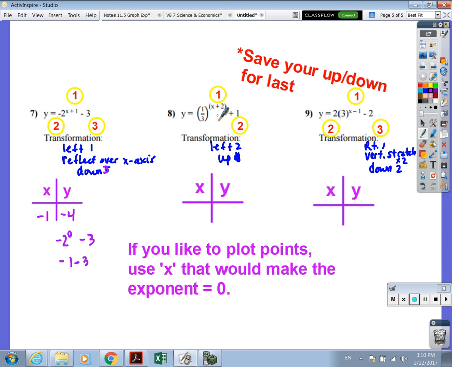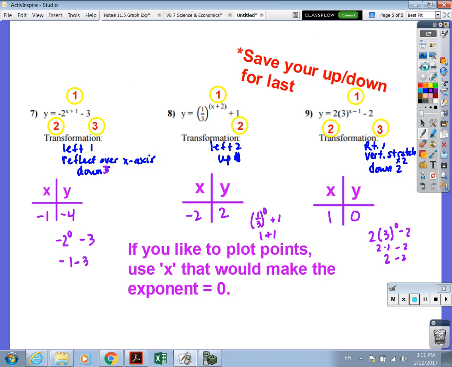In this problem, the x value that would make the exponent equal 0 is -2. So you're going to have 1/3 raised to the power of 0 plus 1. 1 plus 1 is 2. If I look at the last problem here, an x value that would make the exponent 0 is 1. So if I multiply that out, I have 2 times 3 to the 0, so that's like saying 2 times 1 or 2, minus 2 is 0. These are just specific points that would be on the graph if you want to get real mathy.